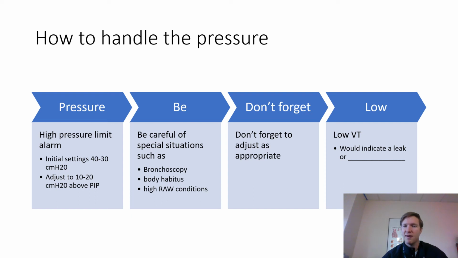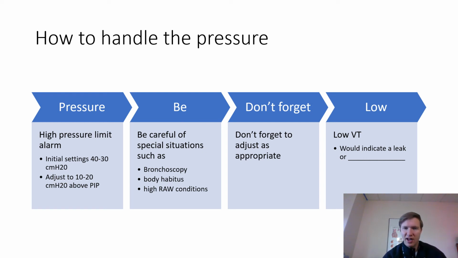Adjust it 10 to 20 above the average PIP the patient has. So if their average PIP is 15, then we would do 25, which is even lower than that 30 to 40. But do I want to know when they're coughing, when they're biting on the tube, when they're having an increase in their airway resistance? Yes, I'd rather know earlier than when their PIP is getting up to 40. I'm going to know about it earlier if it's set appropriately, and I can take care of it a lot quicker. We can be more prophylactic in our therapy, be earlier on, and hopefully avoid a lot of potential harm.